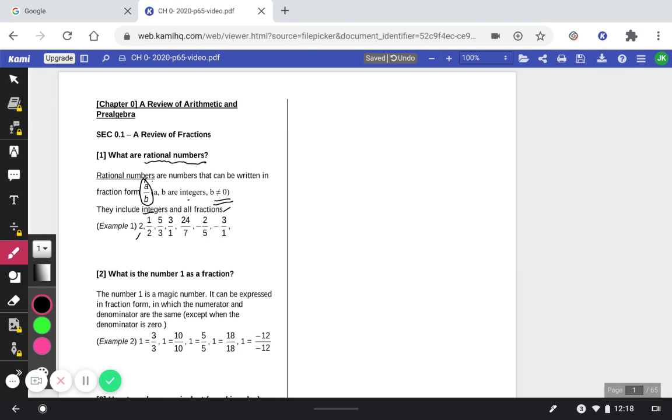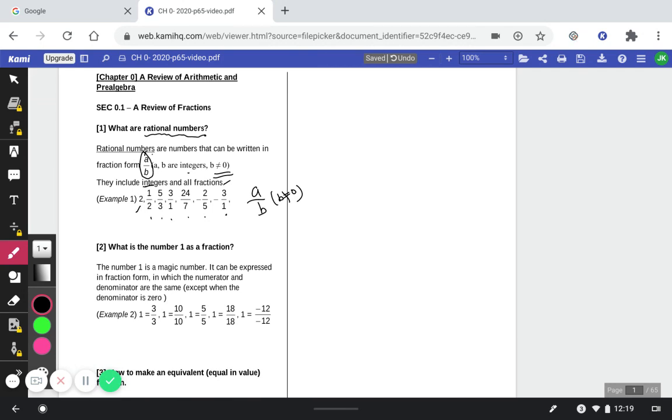Like 2 is an integer, that's a part of the rational numbers. Or any other fraction like 1/2, 5/3, 3/1, 24/7, -2/5, -3/1. Those are all rational numbers. So, the form of a over b, fractional format. Any number that can be written in fractional format, we call a rational number. But you have to make sure that a and b are integers and b cannot be equal to 0. Does everybody understand what a rational number is?